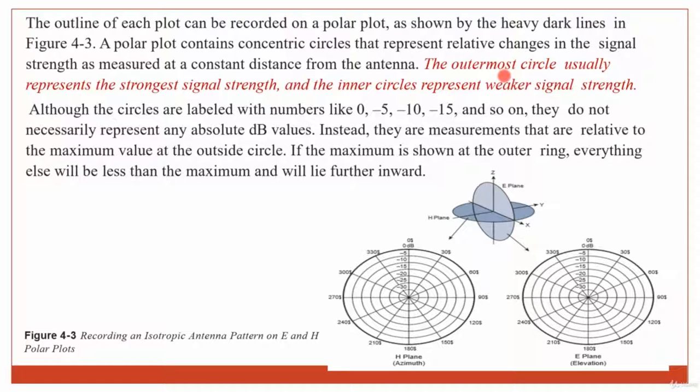So here you can see that the outermost circle usually represents the strongest signal strength, and the inner circle represents weaker signal strength, because they are in the minus. So -30 is less than -5. -5 is obviously bigger than -10, and so on. Correct. So outer circles represent higher signal, and that's one of the important points that we should know.